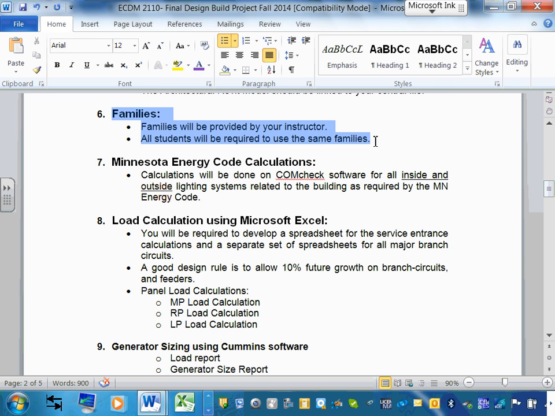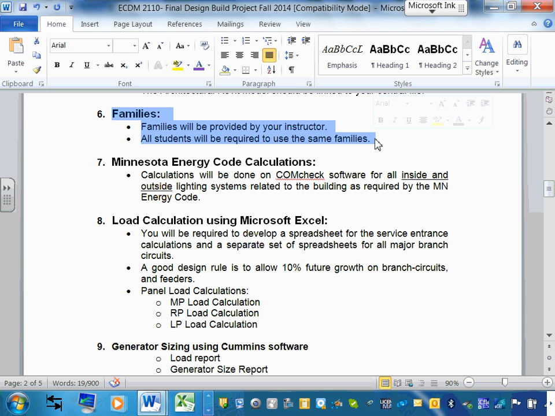Families. I'll show you the families that we have. Families are symbols. So Jay, my friend, I was just telling him, when I walk you through Revit today, I'm going to have Revit and CAD open so you can compare and contrast the two. In CAD, we call them blocks. The symbols are called blocks. In Revit, we call them families. Just different names. Same thing.